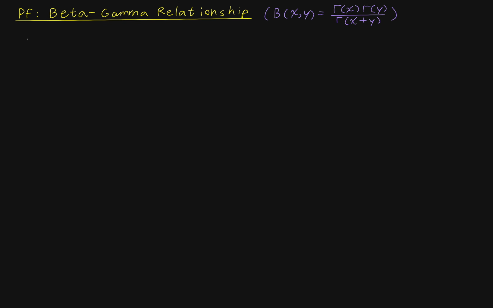Now I'm going to prove the beta-gamma relationship, which is that beta of x and y is equal to gamma of x times gamma of y over gamma of x plus y. Now, looking at the definition of the beta function, this is the integral from 0 to 1 of t to the x minus 1 times 1 minus t to the y minus 1 dt.